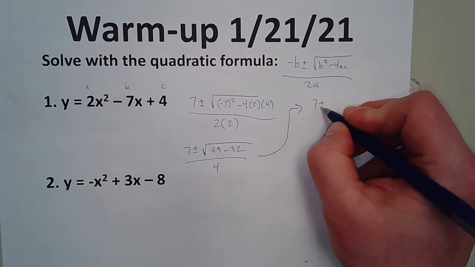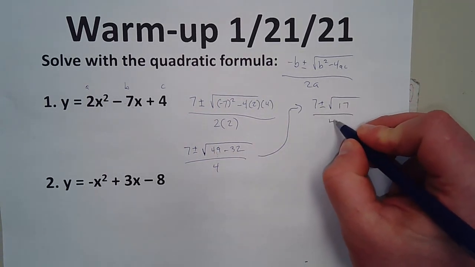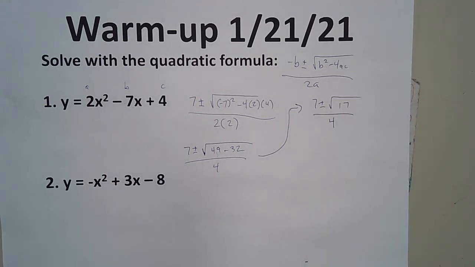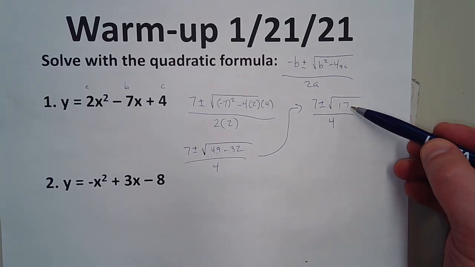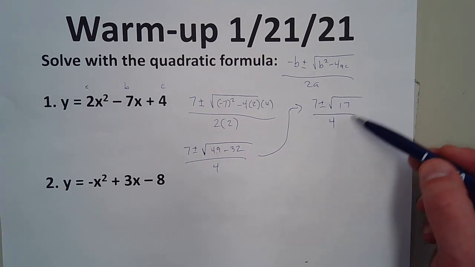So what do I have? 7 plus or minus. Now, under my root, 49 minus 32 is going to be 17, which in this case is a prime number. 17 doesn't have any factors, and more specifically, it doesn't have any perfect square factors, like 4 or 9 or 25 or 36. None of those go into this.